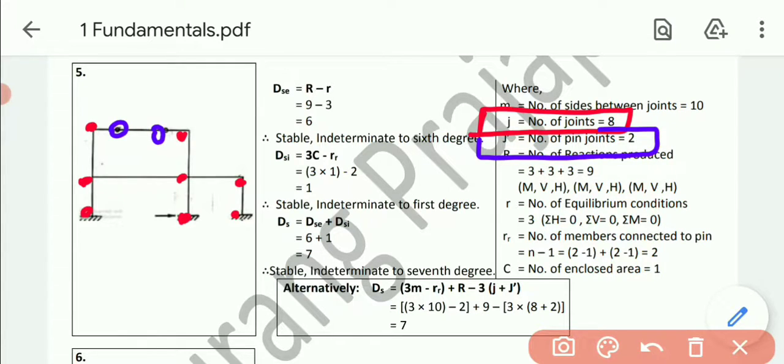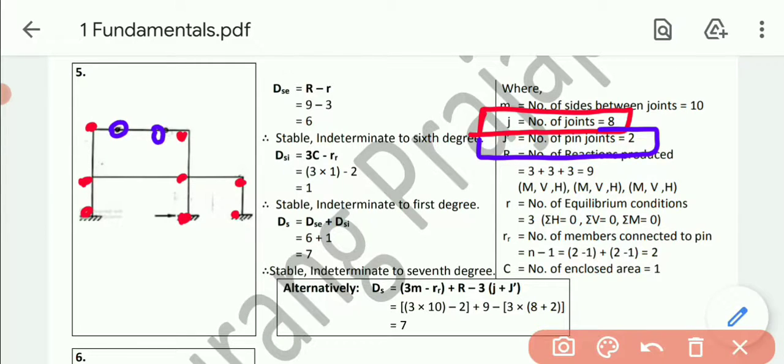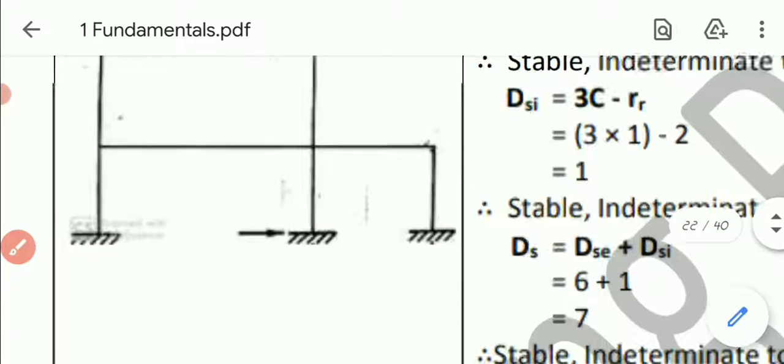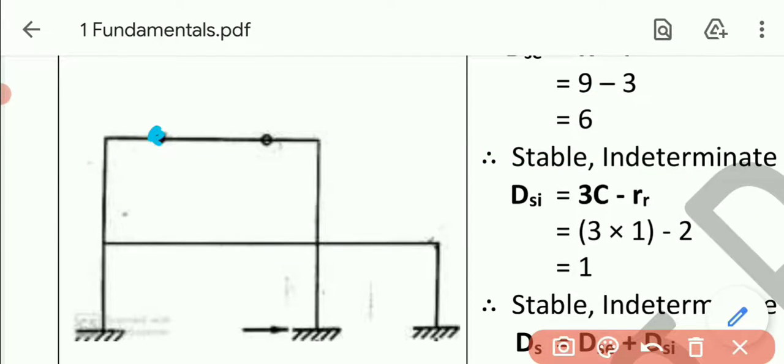Now we need to calculate m, the number of sides. Okay, so just a minute. Now the number of sides between the joints, 1 2 3 4 5 6 7 8 9 10. So the total number of sides is 10. Okay, consider this one also as a side. Let me zoom the sketch. Say these are the pin joints. So the number of sides will be this one is 2 and this one is 3. Consider these are also sides.